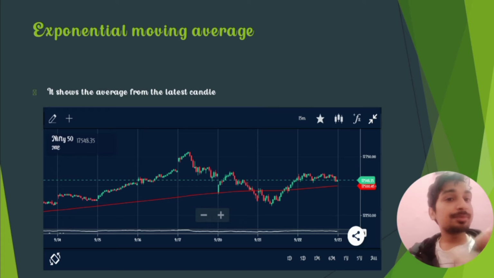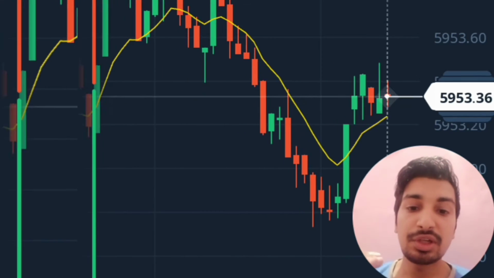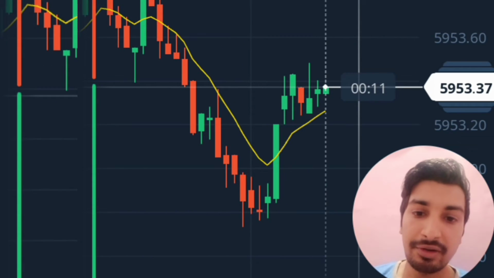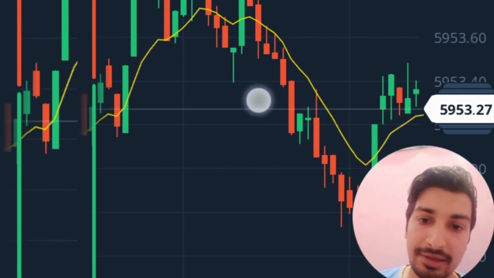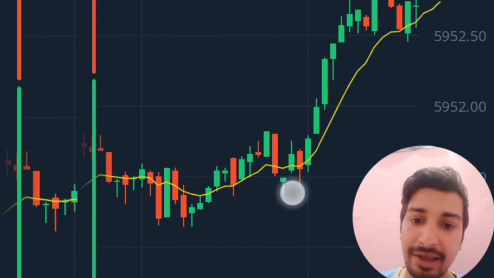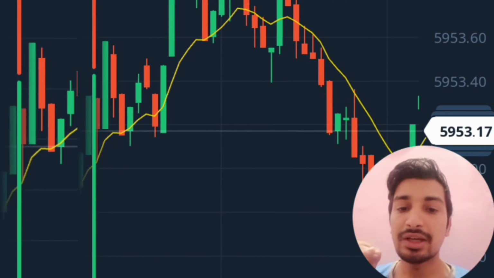Then exponential moving average, you can easily use the same method. It can be used as a support and resistance. But the latest candle is taken into account. See, this is the exponential moving average, that is the EMA. You can clearly see that it acts as a support and resistance. Here it is behaving as a support. Until here it was acting like a resistance. Again support. See, continuously it acted as a support. And here resistance. So again, EMA can be used as a support and resistance.